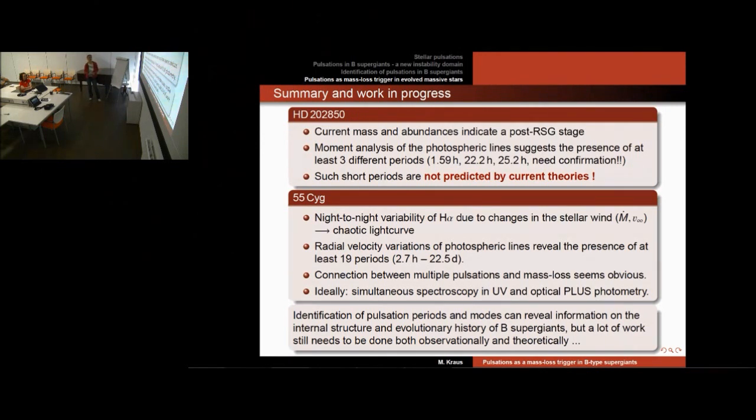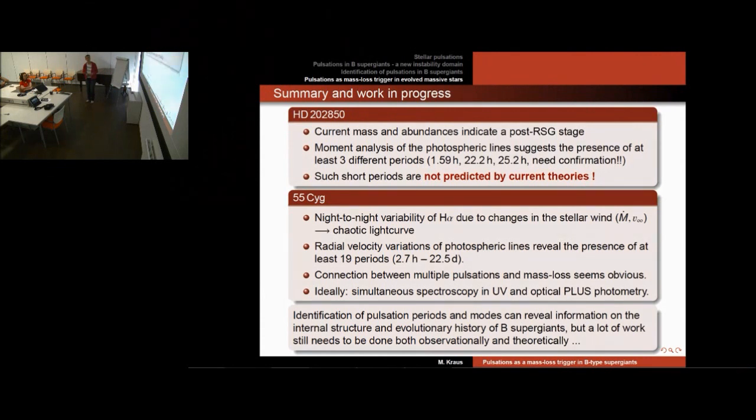But what I can say is that if we are able to identify the pulsation modes and periods, then we can have a lot of information about these types of stars, the internal structure, the evolutionary history. But this requires that a lot of work needs to be done, not only observationally, but also theoretically, because as we see here, observations and theory usually don't go hand in hand.